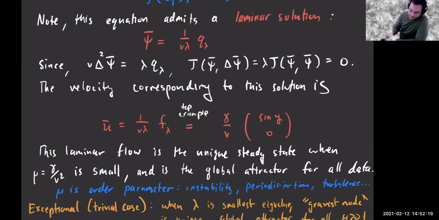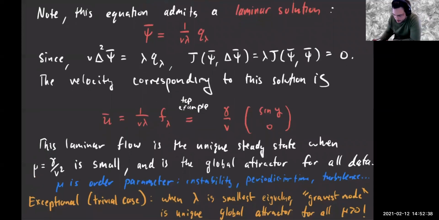And this parameter mu is going to be our order parameter. So as we increase it, we're going to see instability, new stationary states. You can also see periodic in time states. And then hopefully we can understand turbulence by sending this parameter to infinity. I should remark there is one, yeah.